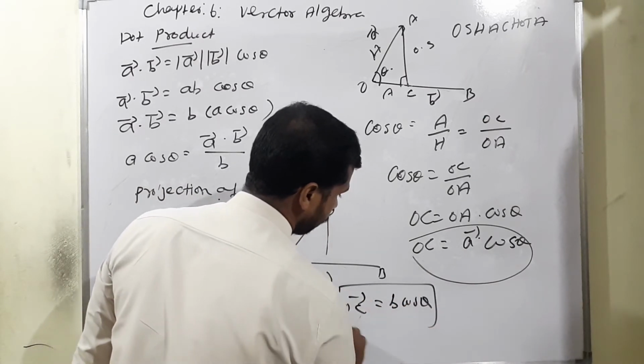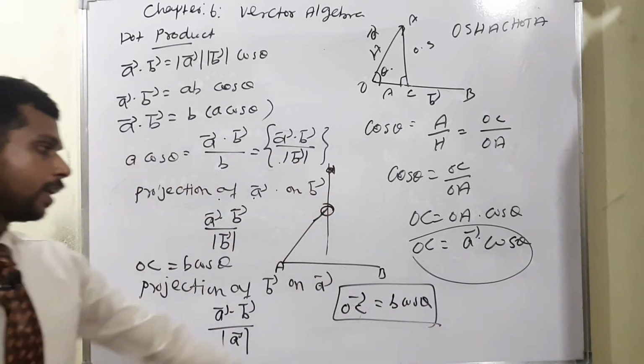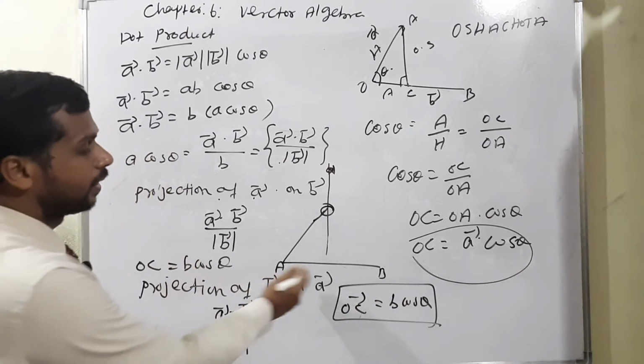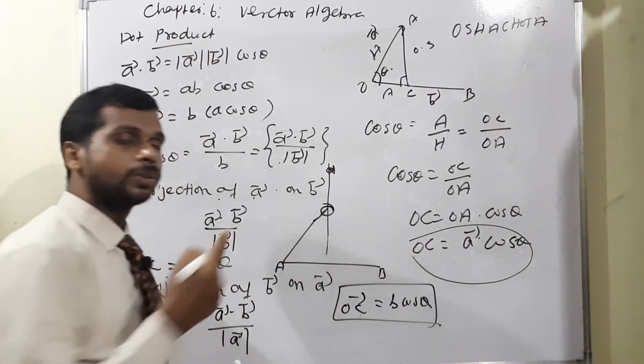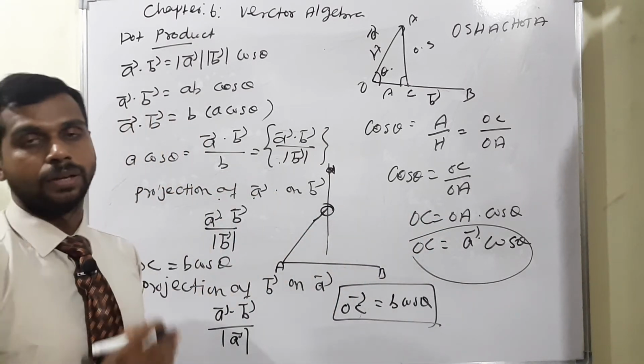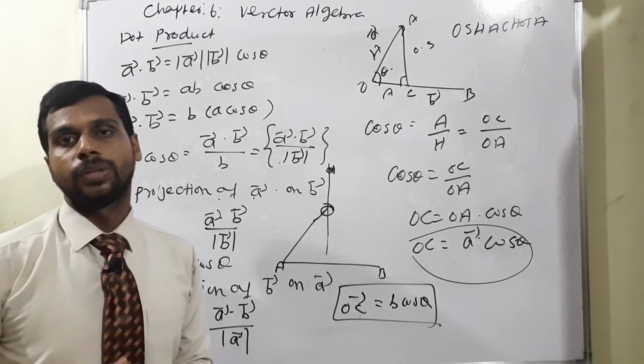This is also one of the important conditions. So B cos theta means, what did I say? Projection of B vector on A vector. A cos theta means projection of A vector on B vector. That is the difference. Okay, I will continue the next concept.